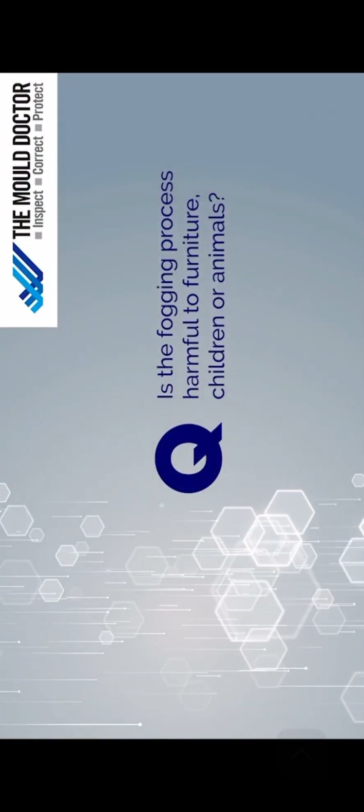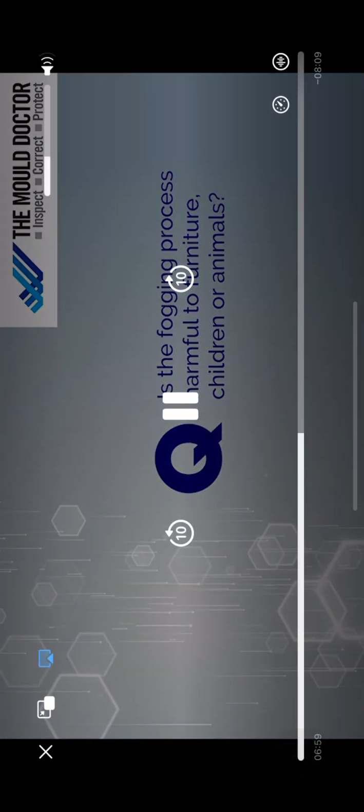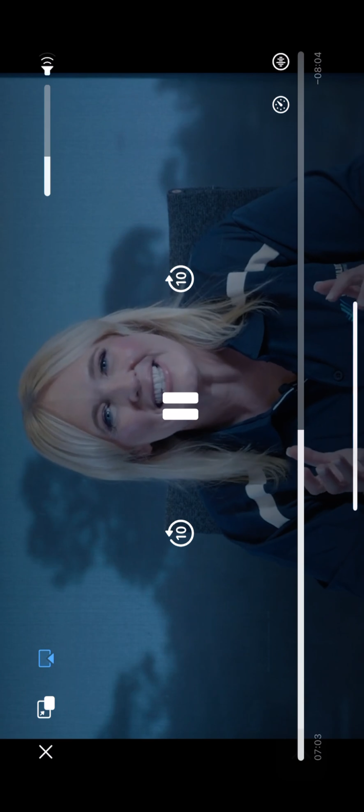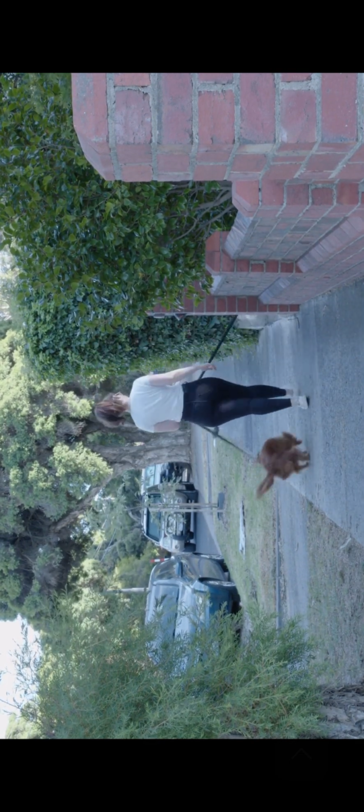We are often asked, is the fogging process harmful to furniture, children or animals? The simple answer is no. It is non-hazardous and has been extensively tested as such by the microbiology department at Monash University in Melbourne. Notwithstanding this, we do ask that the property is vacated during treatment, as a 2-hour containment period is always required to ensure bacteria is eliminated when the technician leaves the premises.